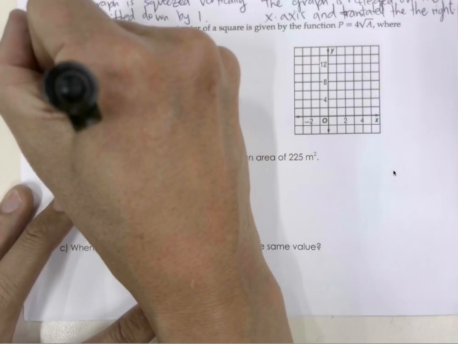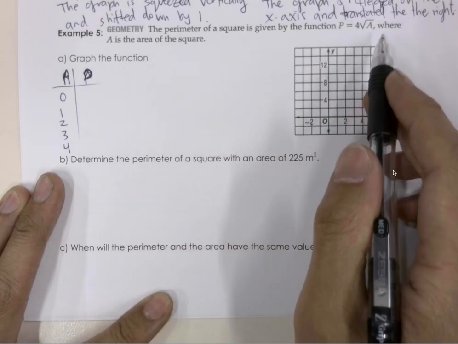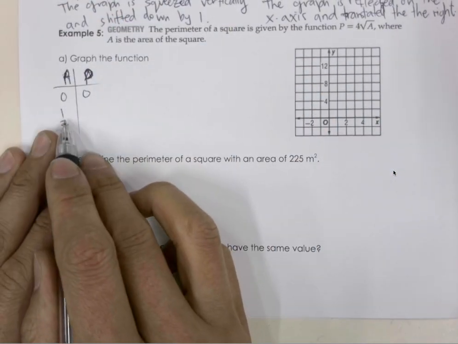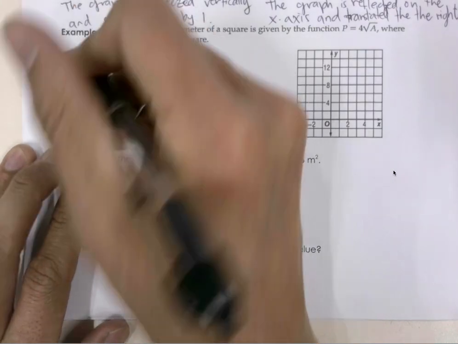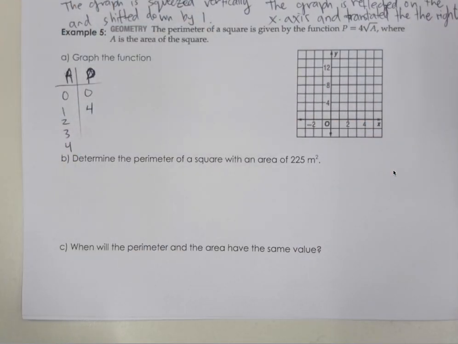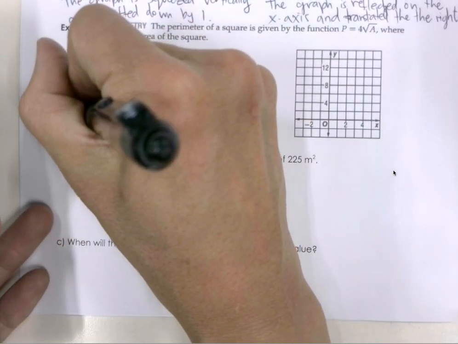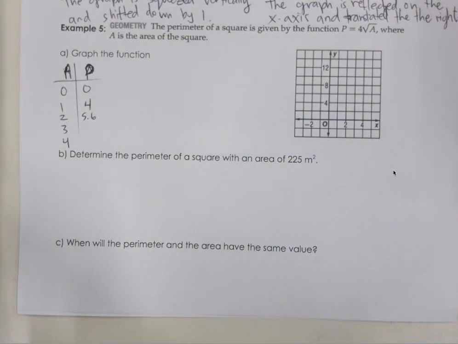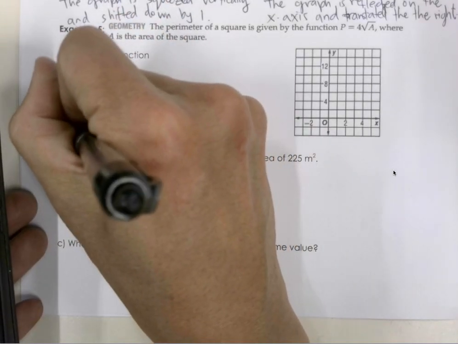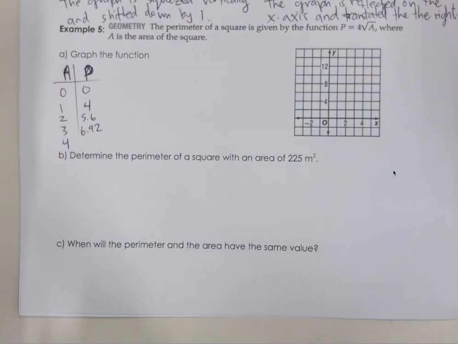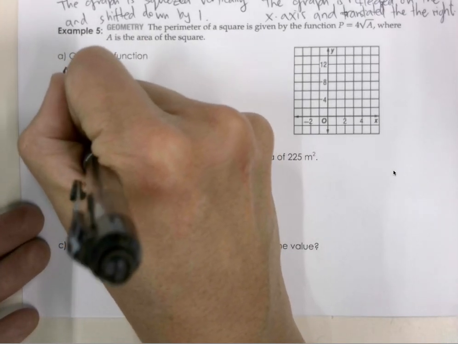So our a is going to be 0, 1, 2, 3, and 4. The square root of 0 is 0, so 0 times 4 is 0. The square root of 1 is 1, so we get 4. The square root of 2 is 1.41, so let's do that on a calculator. Square root of 2 times 4 is 5.6, and then square root of 3 times 4 is 6.92, and then square root of 5 times 4 is 8.94.